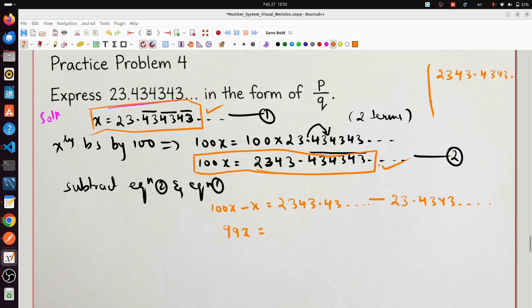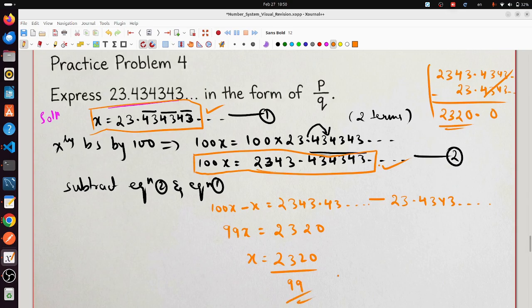2343.4343 dot dot, minus 23.4343 dot dot. What if you subtract this? What will we get? These repeating terms all become 0. 3 minus 3 is 0. 4 minus 2 is 2. 23 as it is. What did we get? 2320, right? So the value of x is 2320 by 99.